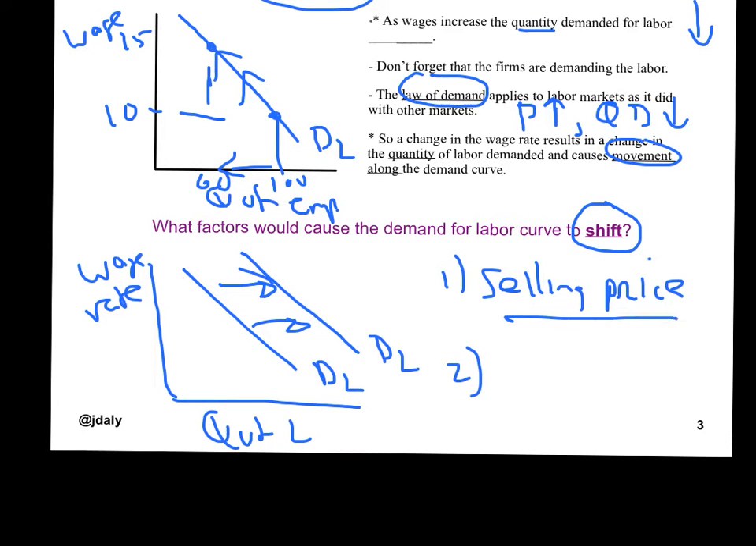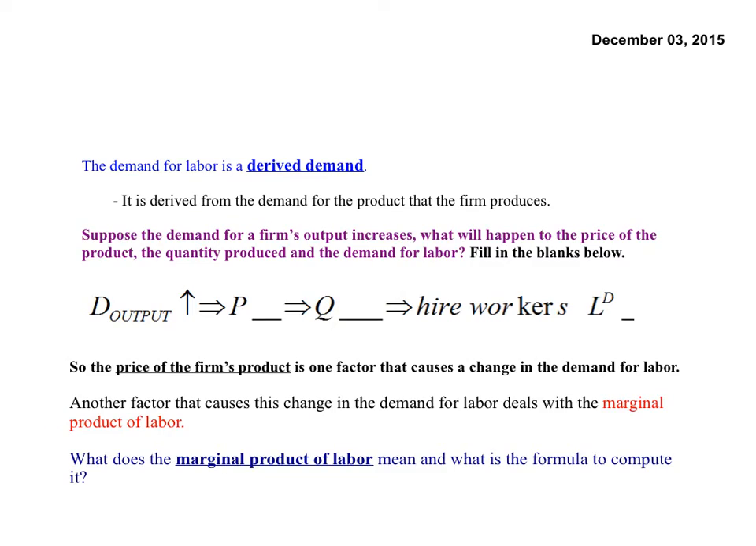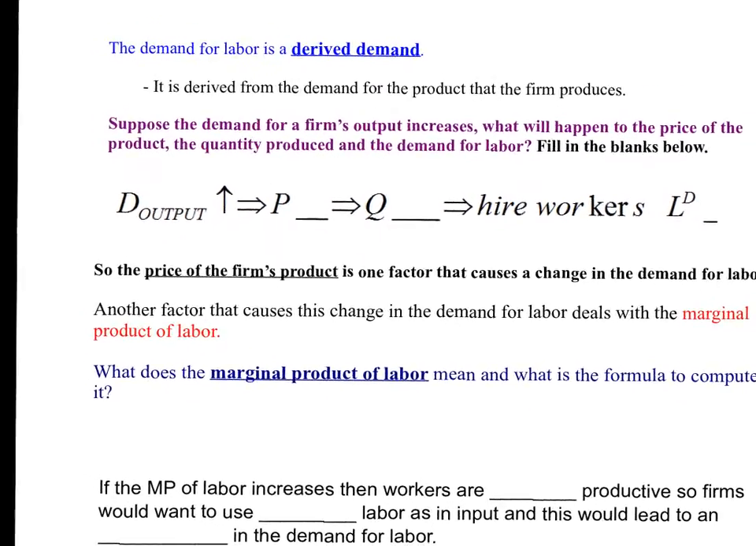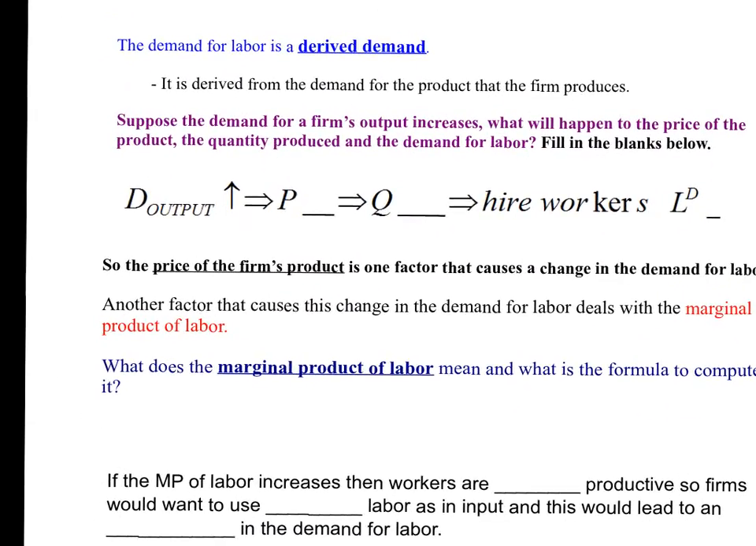If the selling price for the product is higher, now if business can make more money, then you figure they want to produce more of those products, and they're going to increase the demand for labor. This slide relates to the productivity of the worker. If workers are more productive, if their productivity increases, then the firms would also be willing to hire more workers because they'll be able to make more money as well. So along those lines, the demand for labor is said to be a derived demand.